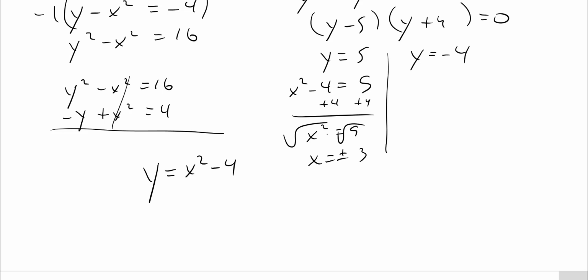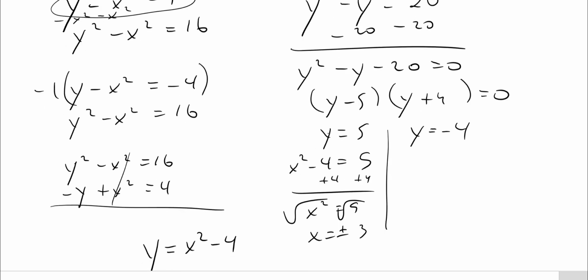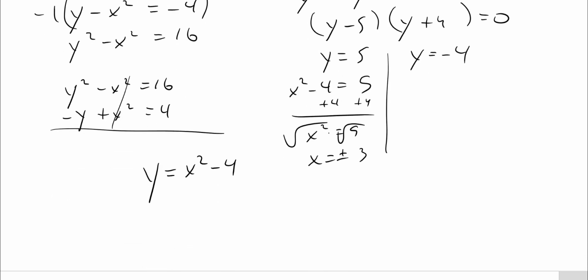Okay, y is 5 and x is plus or minus 3. So I have an answer of 3 comma 5 and negative 3 comma 5, because y is 5 for both of those and x is positive and negative 3. So you put it in there.